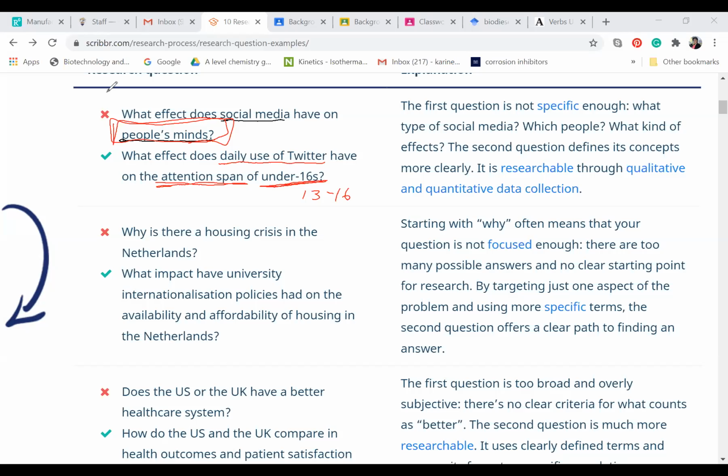So if you are presenting the top one as your research problem, you get 0. Because the way it is written, it cannot be researched. It is not doable. What effect does social media have on people's mind? You can do this research until you die and you won't finish. The other one, however, once it is narrowed down, you have to find the girls 13 to 16-year-old who daily use Twitter, and then you measure their attention span.